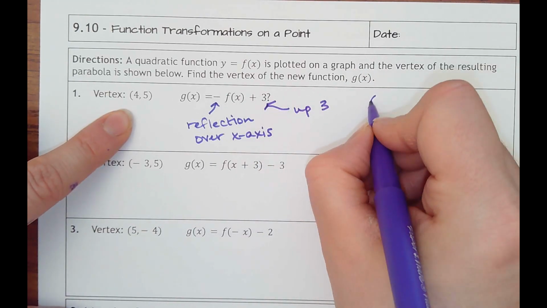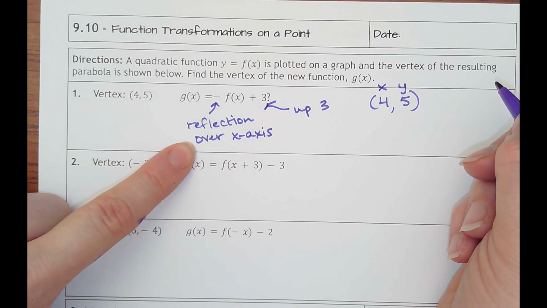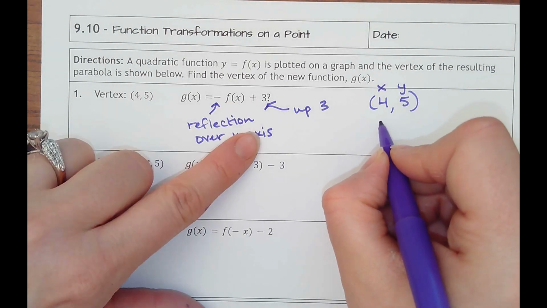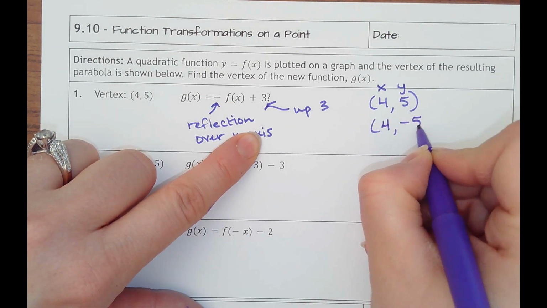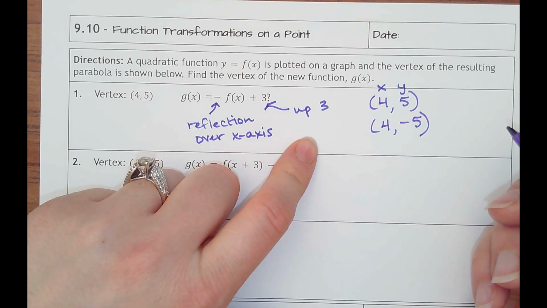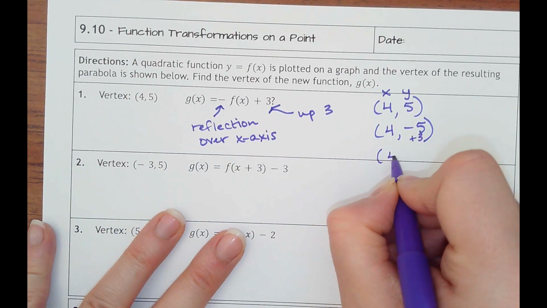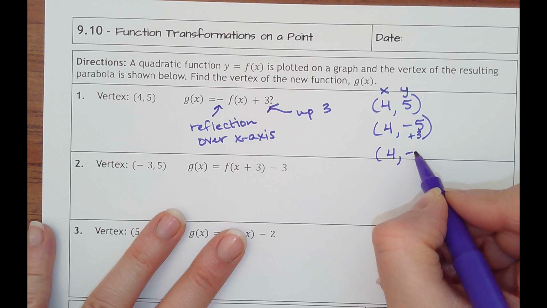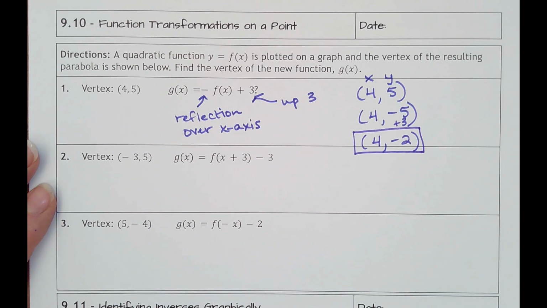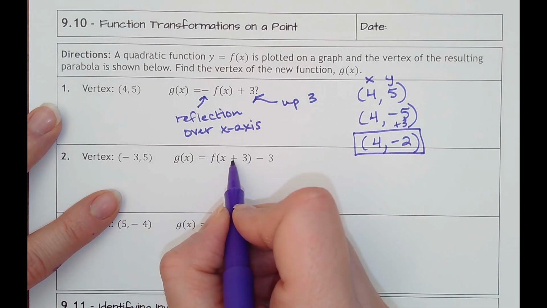So I'm going to take my vertex of (4, 5), and you know this is the x, this is the y. A reflection over the x, or making the y be negative, would then change this into (4, -5). And then up 3, an up or down movement is changing the y value, so I would add 3, and that would put me at (4, -2). That would be where the new vertex would be. Pretty simple.